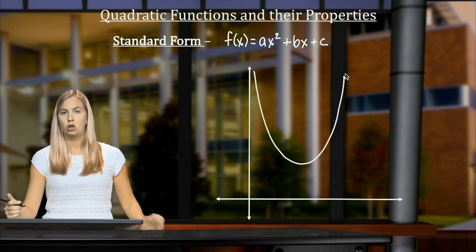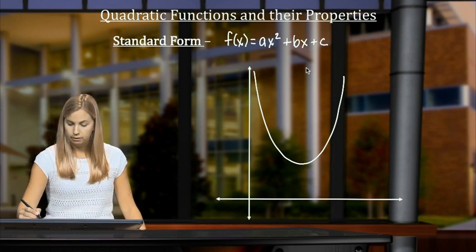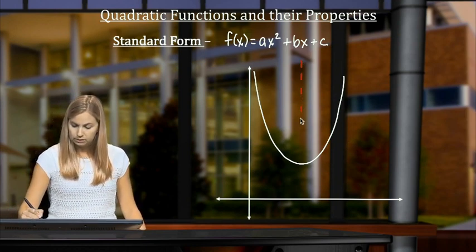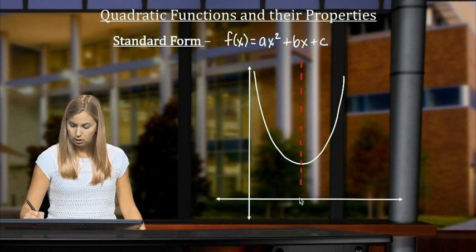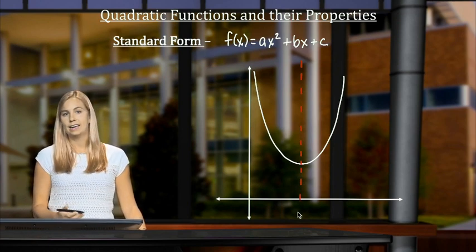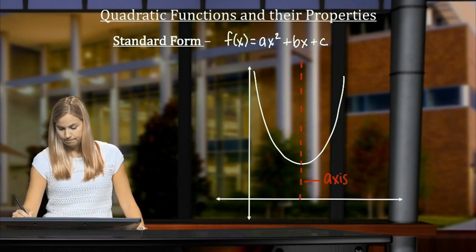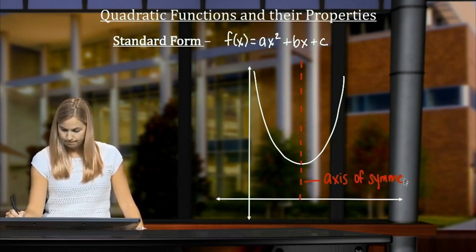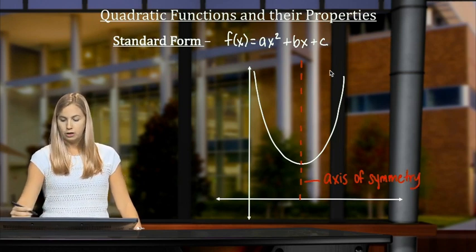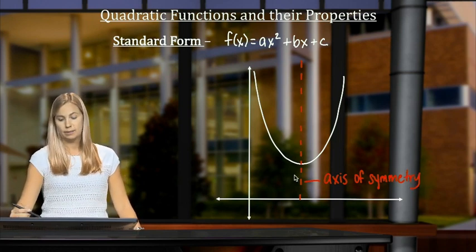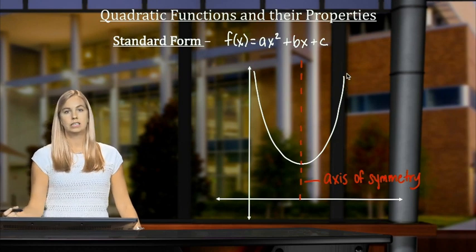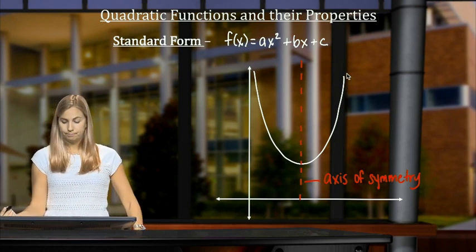Now, some special characteristics of a parabola. The first is that there's this vertical line that goes through the middle that acts as an axis of symmetry. So everything on the left-hand side of our axis of symmetry is mirrored to give us the right side of our parabola.